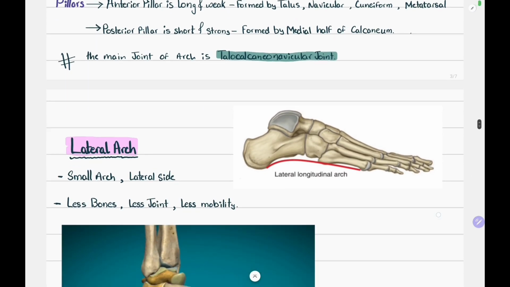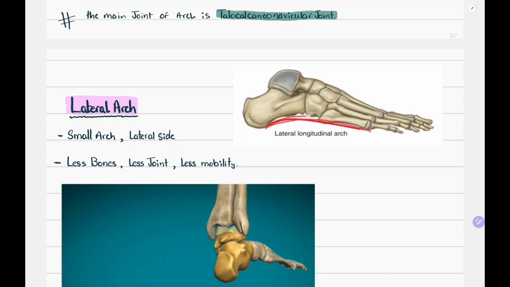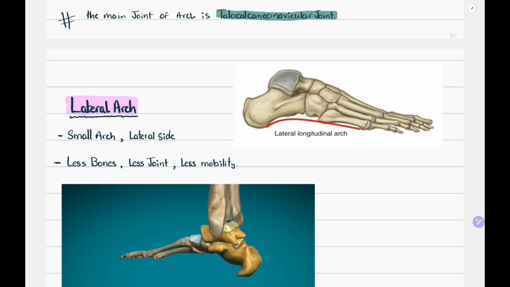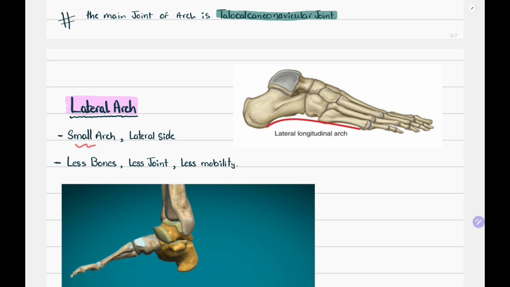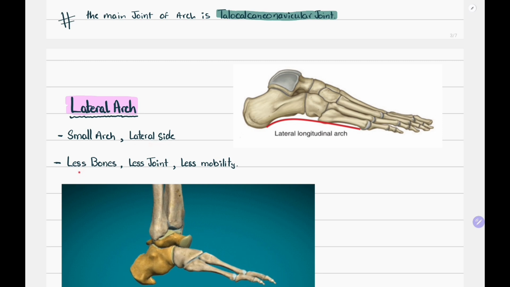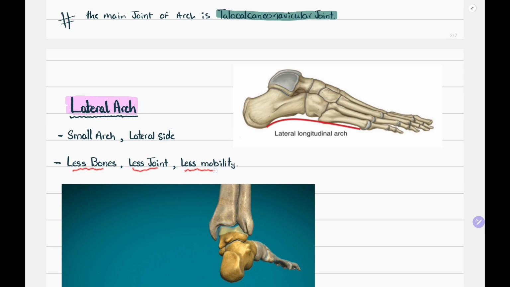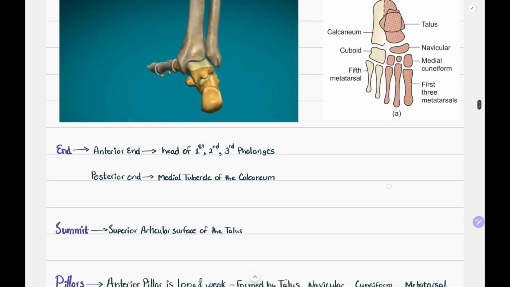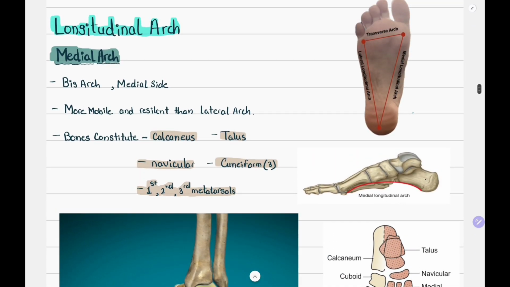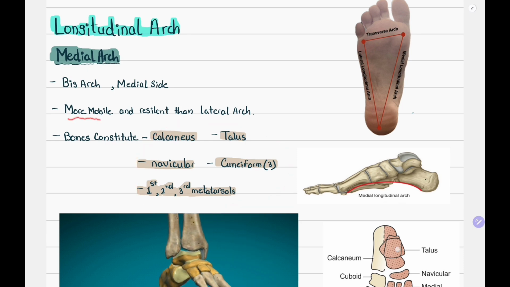Now coming to the lateral arch. Right here is the lateral arch. We are viewing the foot from the lateral view. The lateral arch is a small arch and it is present on the lateral side. It has a lesser number of bones, lesser joints and therefore lesser mobility, unlike the medial longitudinal arch, which has a greater number of bones, greater number of joints and is therefore responsible for more mobility.